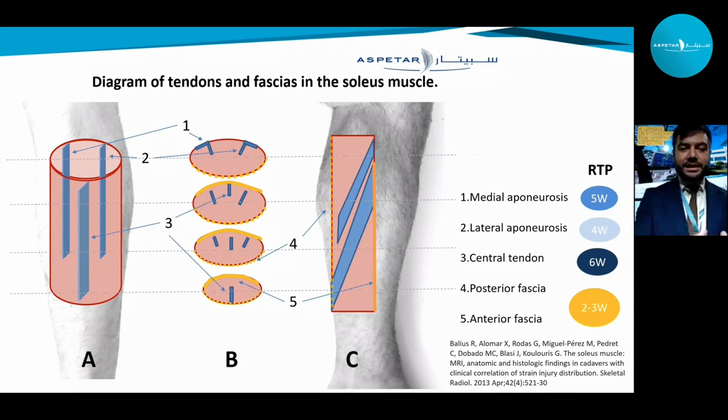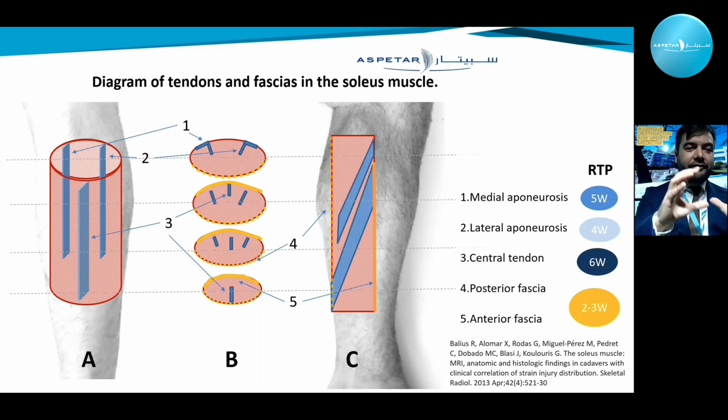We are more precise. We know the anatomy of these muscles better, and we know they have some potential implications in the return to play. So I will describe and show you the complex anatomy and how this complex anatomy is reflected in the return to play.